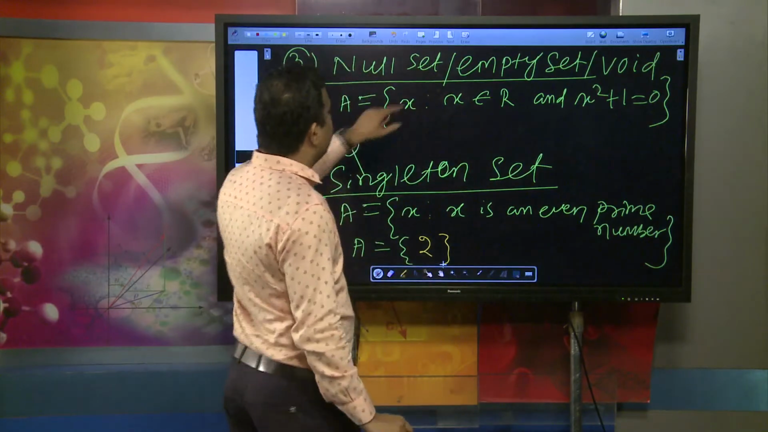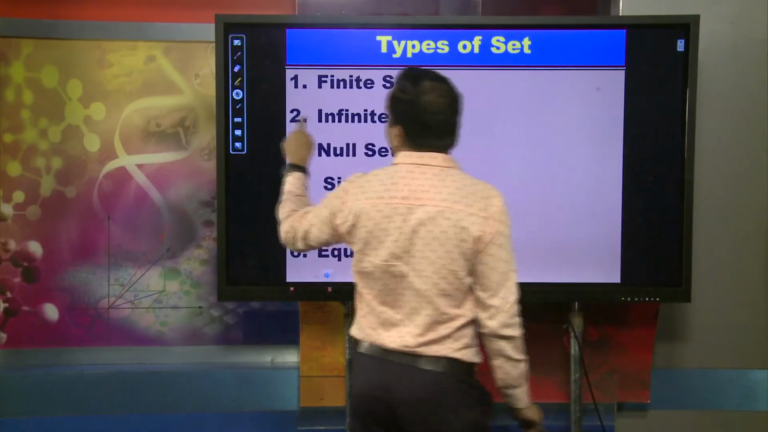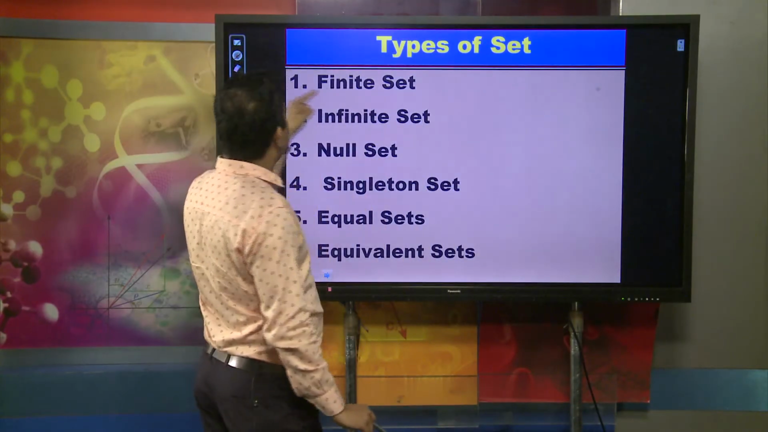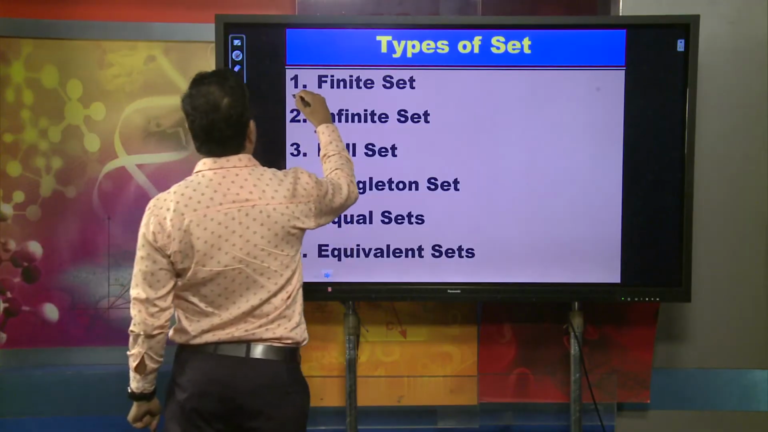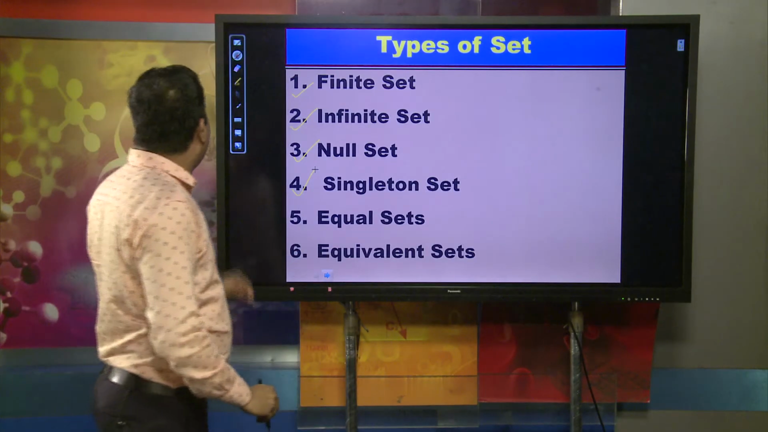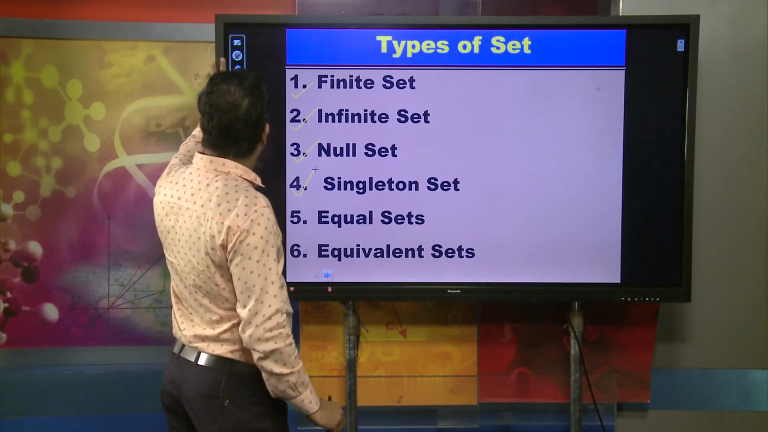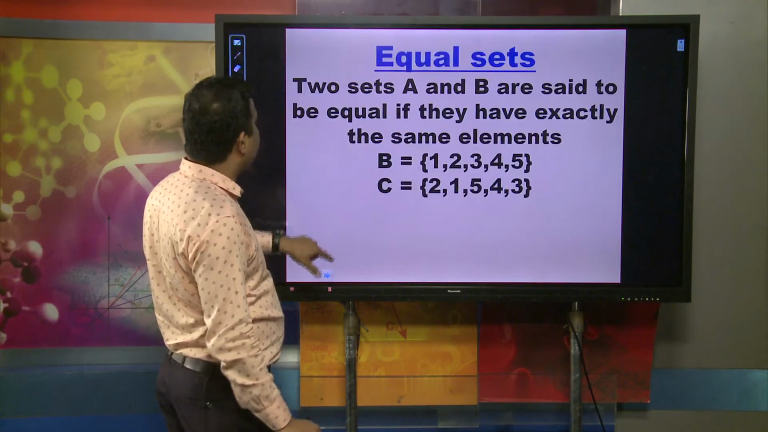That is the very important thing, dear learner. We have discussed four types of set: the finite set, which we have already discussed, then the infinite set, null set, and singleton set. Now we will come to equal and equivalent sets. When talking about equal and equivalent sets, remember there is a very important thing involved when talking about equal sets.